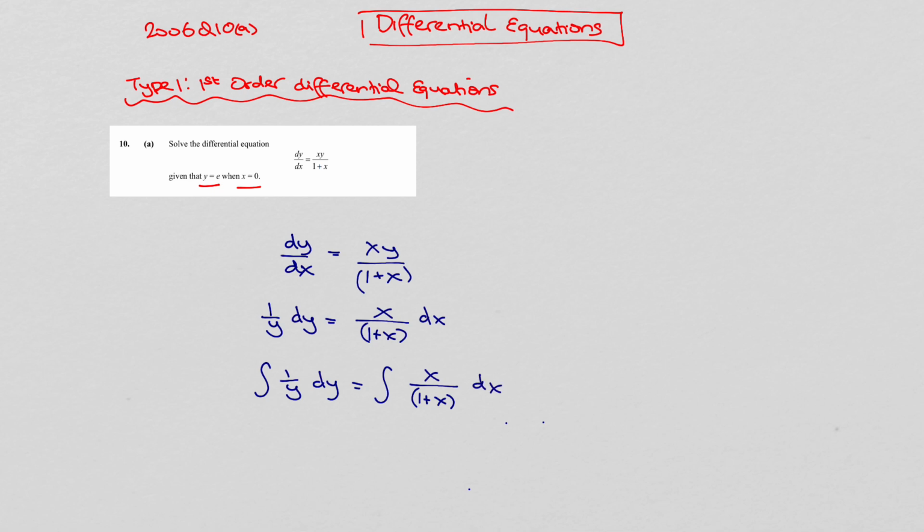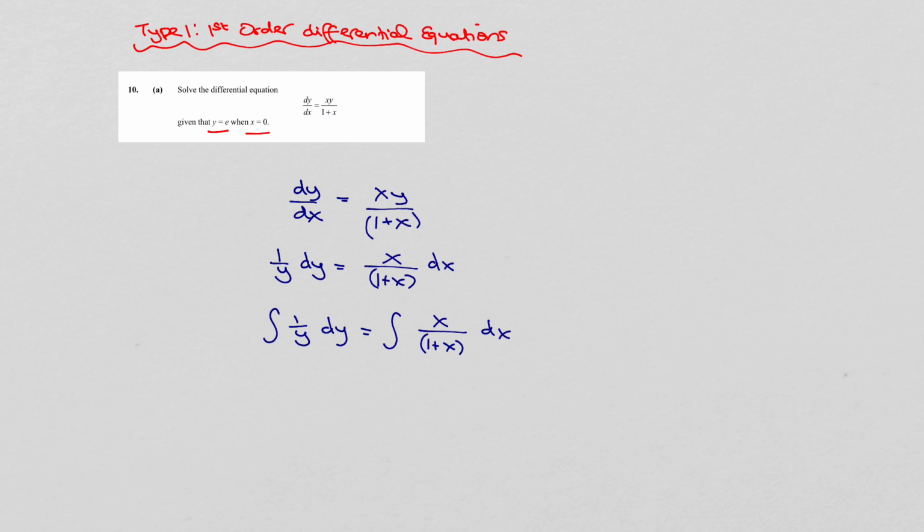And I need to put in my limits. So I need to look at what are my limits at the start and what are the limits at the end. So at the start we know that y is equal to e and x is equal to 0. And at the end we don't know, so it's just going to be y and x for our limits. So our end limits are our upper limits, so it's going to be y and x. And then our start limits are our lower limits, so that's going to be e and 0.